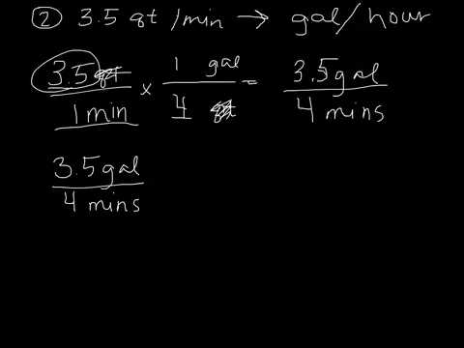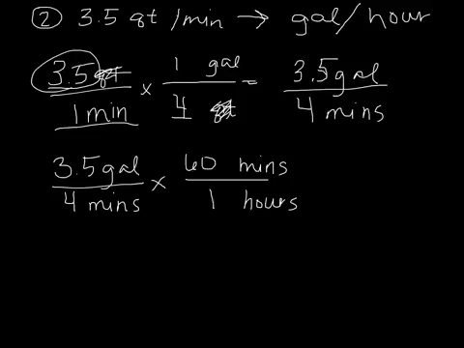Okay, so the next one, now I'm going to try to get my minutes into hours. So I know my minutes were on the bottom over here. Now I need to put them on the top so that they will cross off. Put hours on the bottom. Okay, I know that there are 60 minutes per 1 hour. So I'm going to again multiply through. Oh, gallons, we want gallons. Minutes are going to cross off.